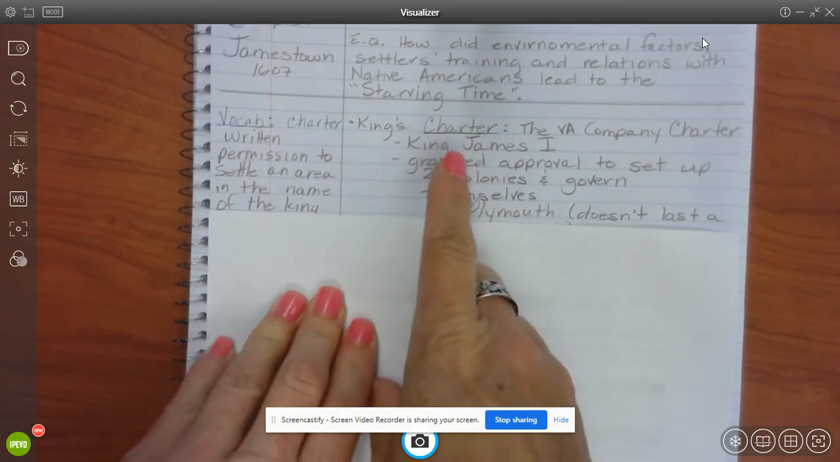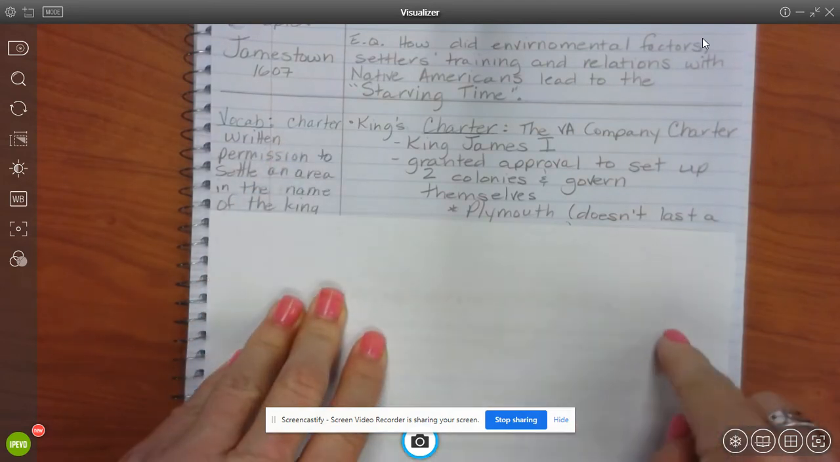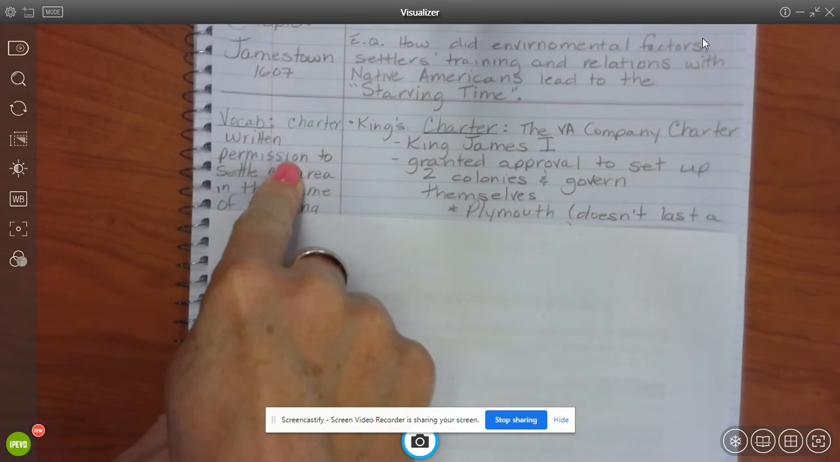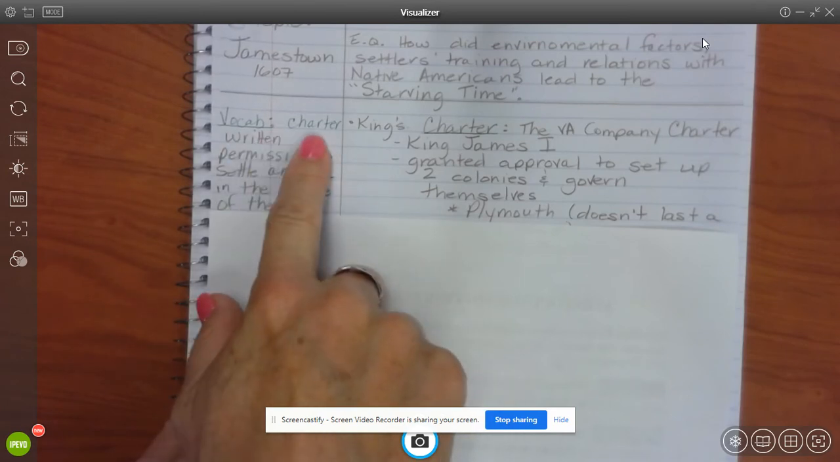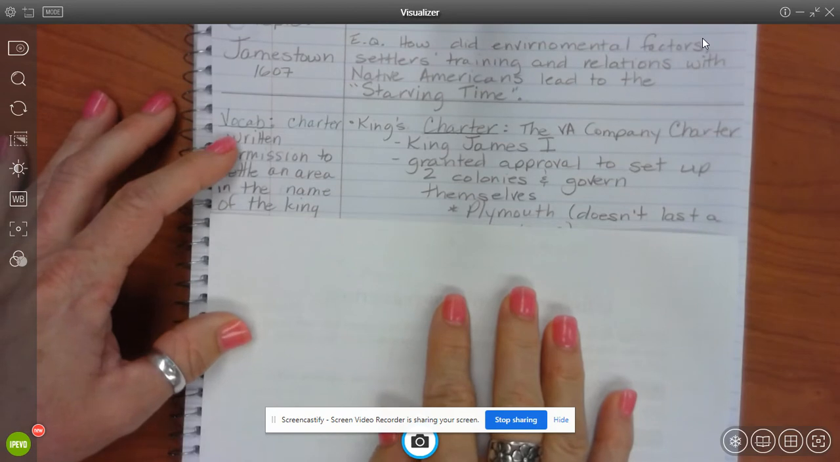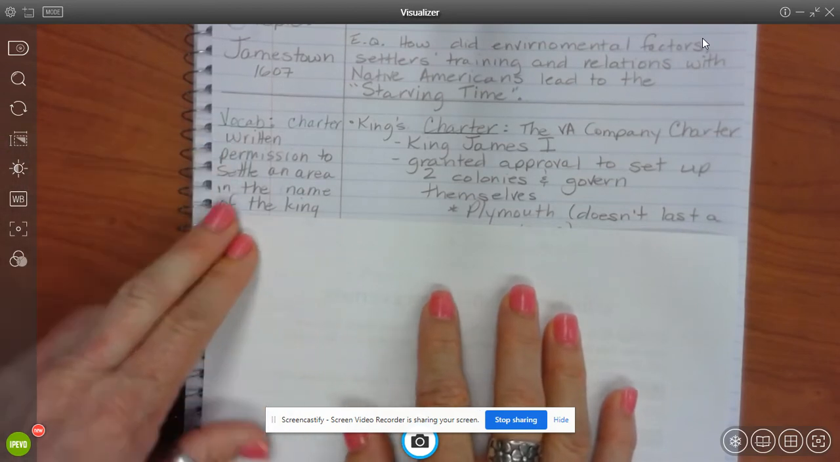You'll also notice that I did it right next to what I'm interacting with. I didn't put it over here. I didn't put it down here. I put it right next to it. Sometimes you might not be able to be right across from it, and that's fine, but get as close as you can. So my vocab word is charter, and I've come up with my own definition of what a charter is: written permission to settle an area in the name of the king. So that's my vocab.